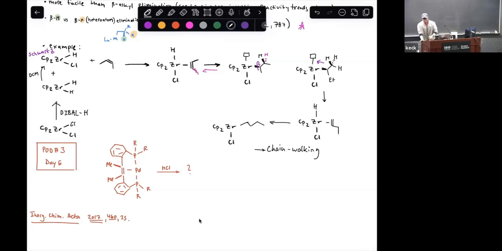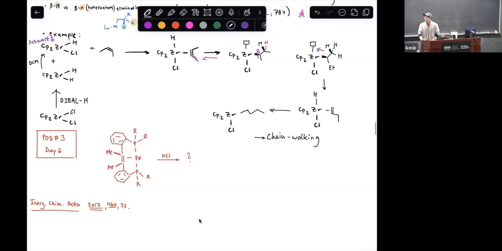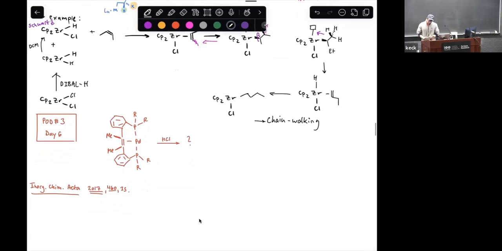Which generally refers to the phenomenon by which alkyl metal species will migrate up and down an alkyl chain and find its thermodynamic happy place. It could be a benzylic position, if there is an accessible benzylic position. It could be a terminal position, if it's a terminal position. Questions on that? Okay, let's see another example now.